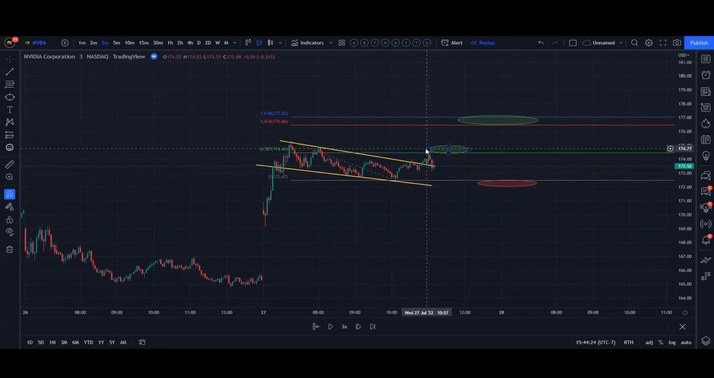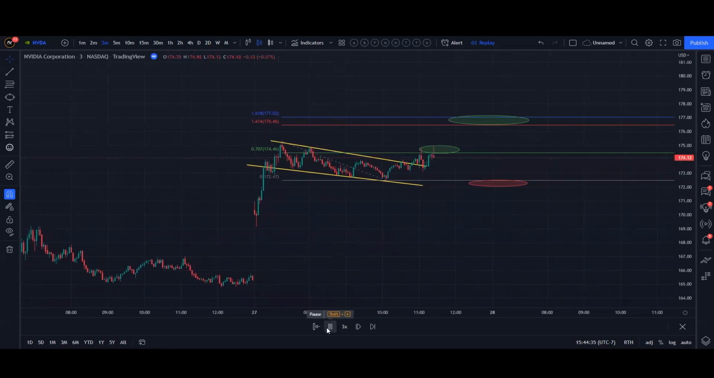Notice here, we just get a simple candlestick wick that moves above the 0.707 level. That is not enough to constitute an entry for a trade. Remember, we want to see a candlestick close above this level. So let's go ahead and keep playing this out.